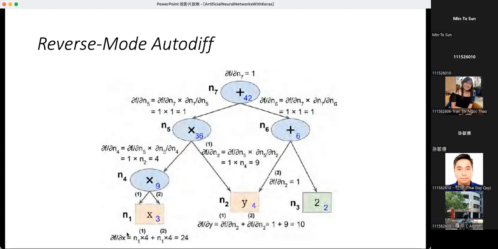So the last one. When we go down, partial f partial x, which is partial f partial N1, equals N1 times N4 plus N1 times N4. So the result is 24. Because it's partial f partial N4 times partial N4 partial N1, and we have two different paths, so we need to add them up. That's the reason for this. We have 2 paths, so we add up these 2 paths, and we get 24.